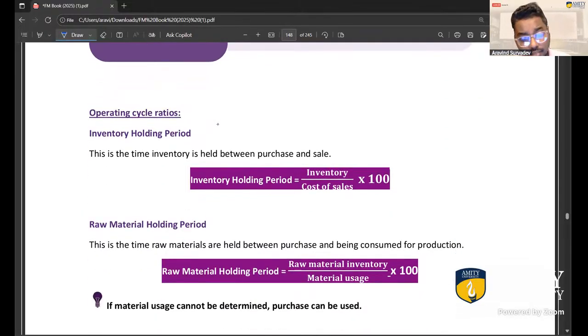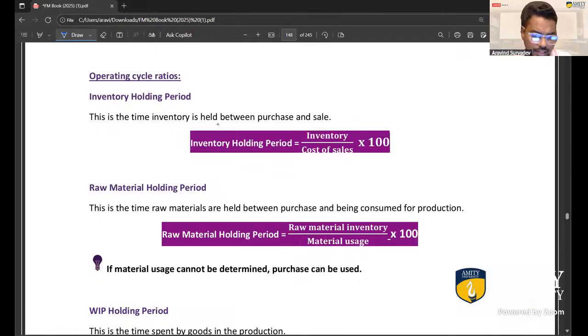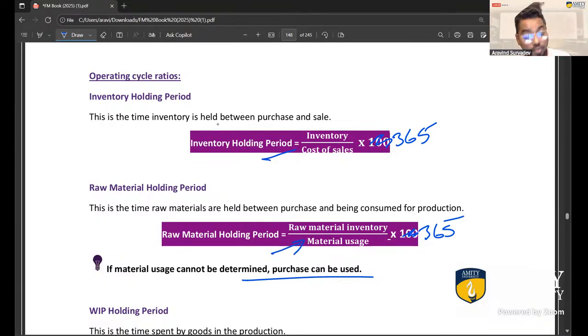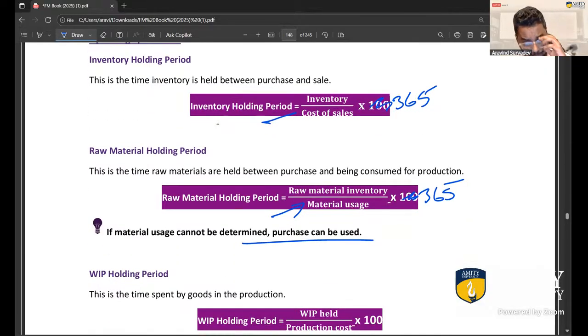Inventory holding period is inventory divided by cost of sales times 100. Excuse me, guys, not times 100. If you want the holding period, you have to take 365, because you need the number of days. That's a mistake there. And for the raw material holding period also, if you want it in days, you have to take 365. If material usage cannot be determined, purchases can be used instead as the denominator. It's raw material inventory divided by the material usage in a year, but if you don't have material usage, just use purchases.